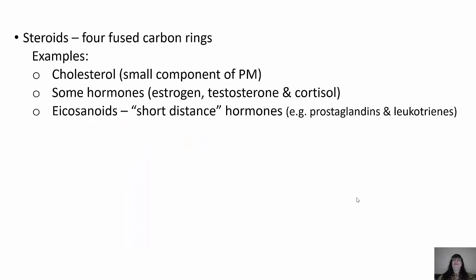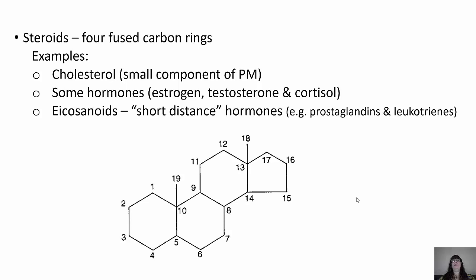Steroids are also an example of lipids. They are 4 fused carbon rings. Examples are cholesterol, which is a small component of the plasma membrane, some hormones, estrogen, testosterone, cortisol, and some eicosanoids, which are short-distance hormones like leukotrienes and prostaglandins. We'll talk about eicosanoids more next semester when we get to immunity. And there is an example of the 4 fused carbon rings. So if you see that, you can always tell it's a steroid.